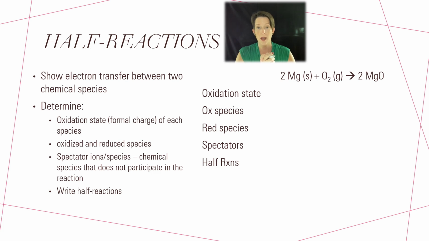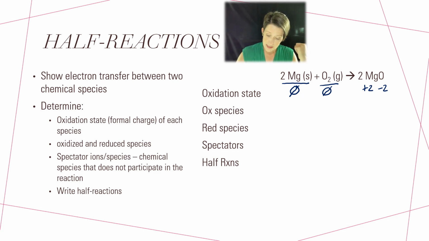Before we can write these half reactions, we want to know what's going on. So we're going to start with what's called the oxidation state. The oxidation state is just the charge of the element in the position in which it is. When we are looking at magnesium, it is an element, so its oxidation state is neutral. Oxygen is an element, its oxidation state is neutral. Now we're in an ionic compound, therefore it has ions. Magnesium has a positive 2 oxidation state because it's got a 2+ charge. Oxygen has a negative 2 oxidation state and it's got a negative 2 charge.